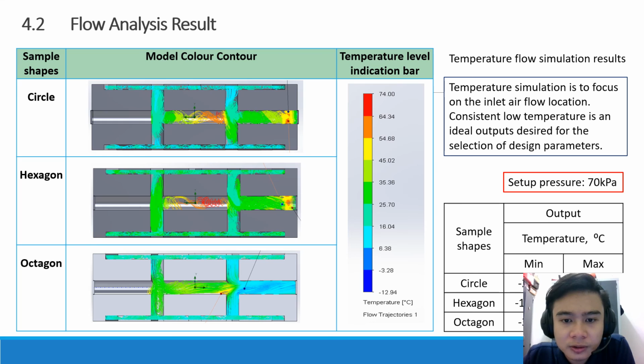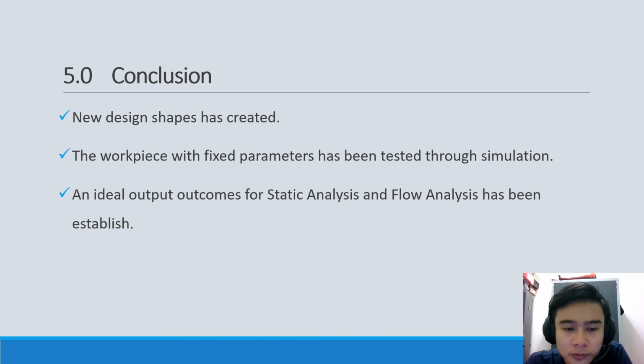This is the flow analysis result focused on the temperature level. Comparing the three sample shapes using the model color contour, it indicates an average of stable and desirable temperature level, that is low temperature, and low temperature is desired for the selection of design parameters. All three sample shapes are desired selection outputs.